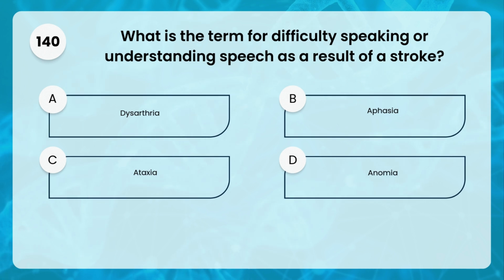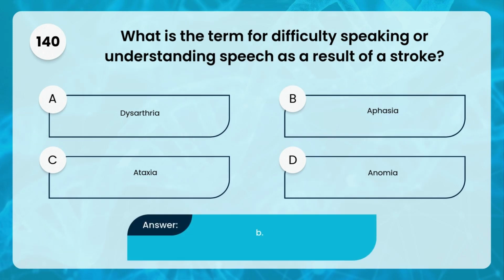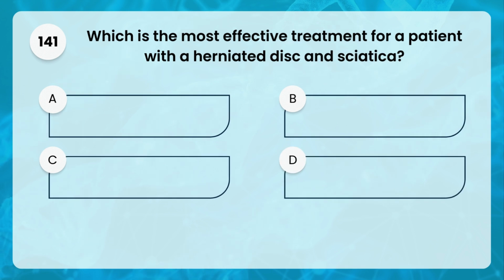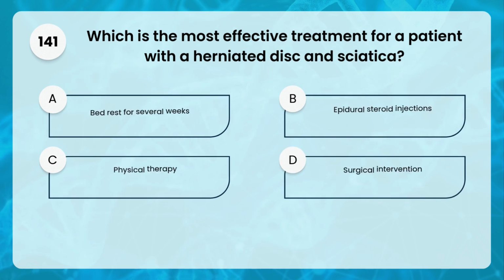Number 140. What is the term for difficulty speaking or understanding speech as a result of a stroke? A. Dysarthria, B. Aphasia, C. Ataxia, D. Anomia. The answer is B. Aphasia.